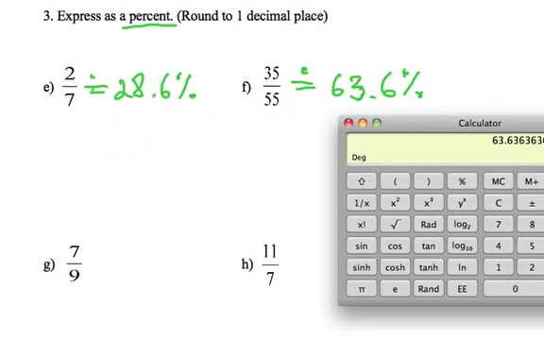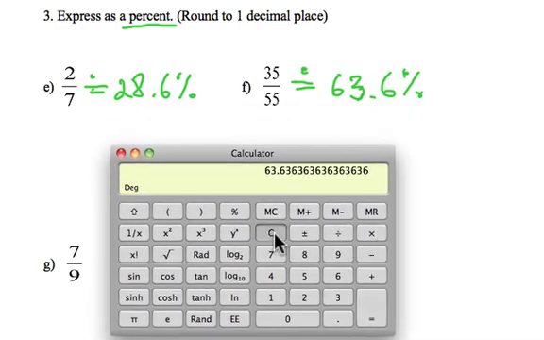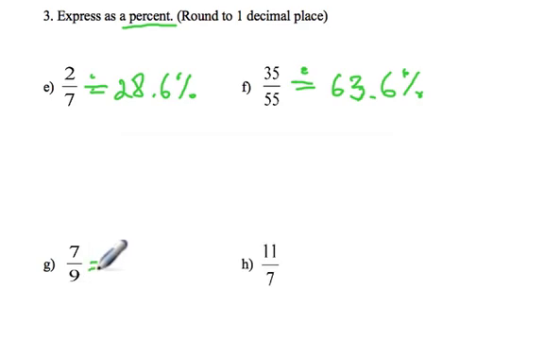Question G. Here we have to divide 7 divided by 9, and to express it as a percent, we will times by 100. We get 77.777. We are rounding to one decimal place, so the second decimal place is 7, which tells us we're going to round up. So the answer will be 77.8%.